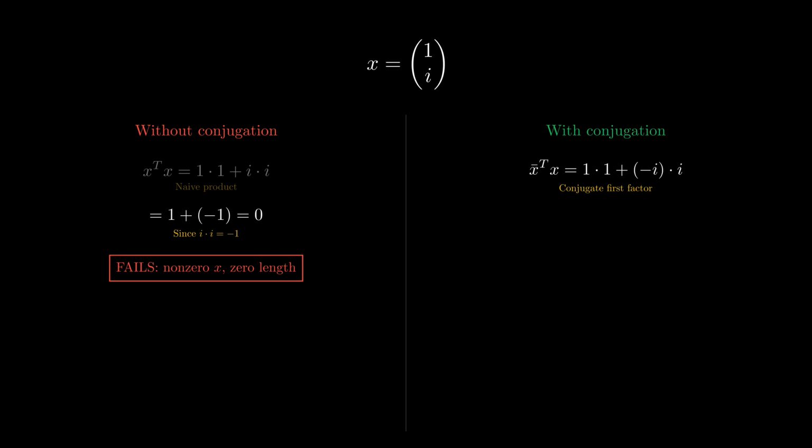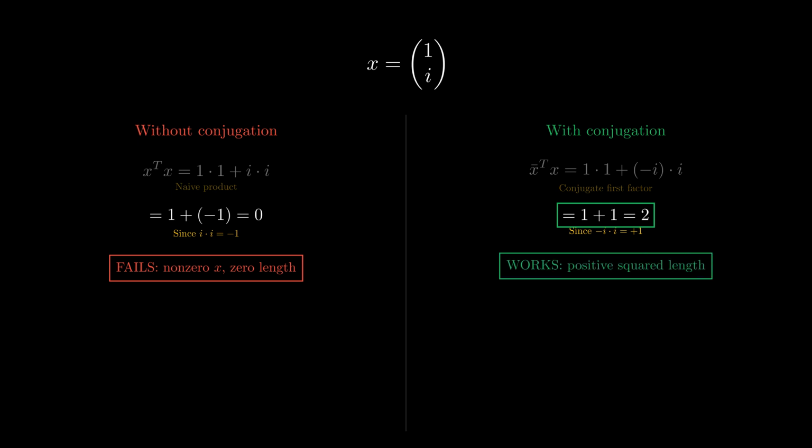Now try x bar transpose x, where we conjugate the first factor. The conjugate of i is negative i, so you get 1 times 1 plus negative i times i. Since negative i times i is plus 1, this becomes 1 plus 1 equals 2. The conjugate flips i times i from minus 1 to plus 1. That is the whole reason complex inner products must conjugate one factor.